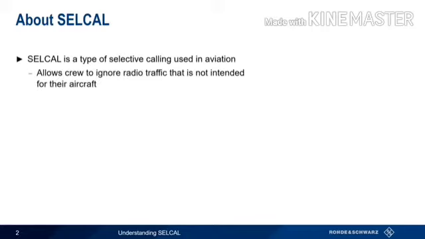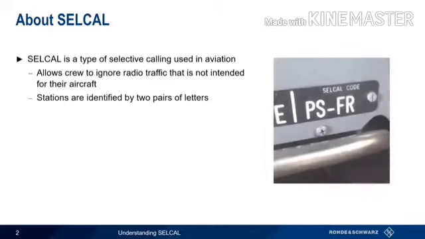As the name implies, Selcal is a form of selective calling. Like other forms of selective calling, Selcal allows radio users, in this case the crew of an aircraft, to ignore radio traffic that's not intended for them. Aircraft are identified by two pairs of letters, and the transmitting ground station uses this code to indicate which aircraft they'd like to communicate with.